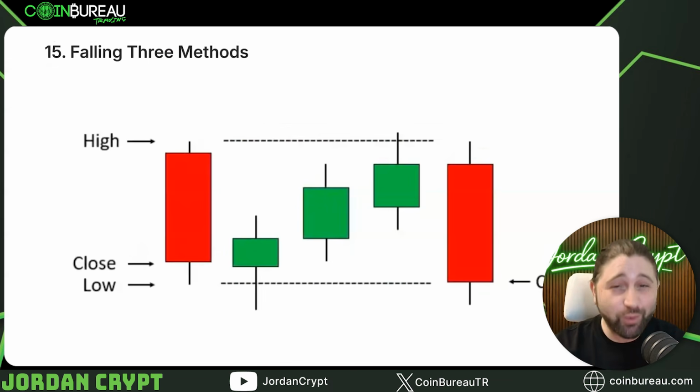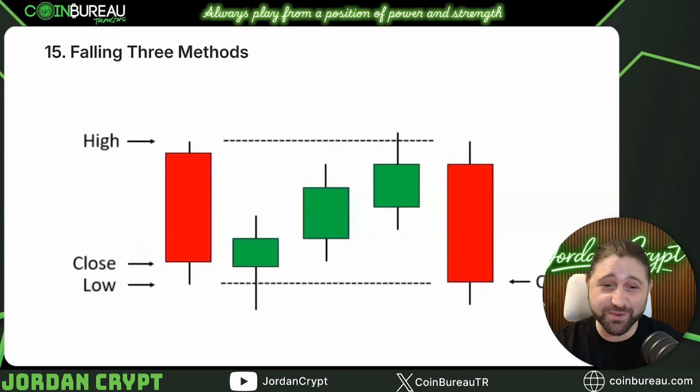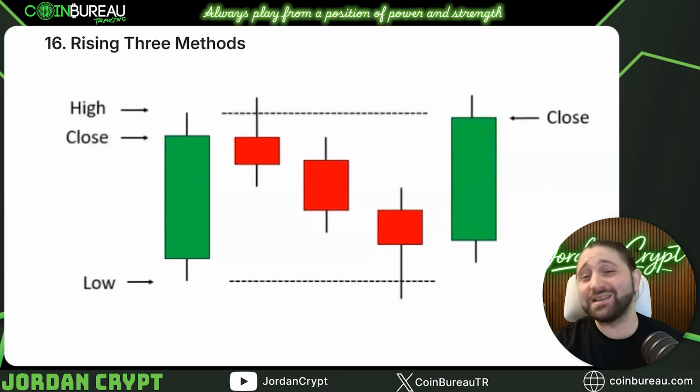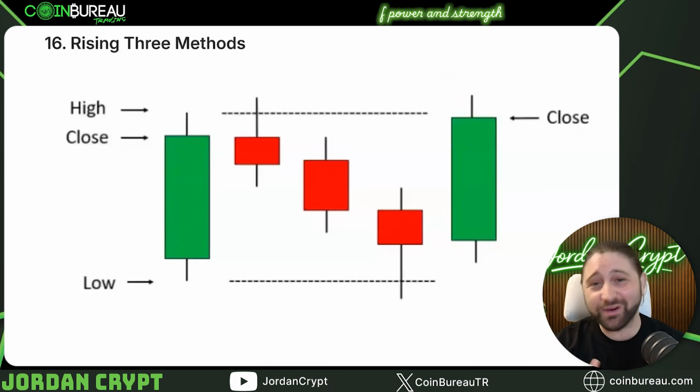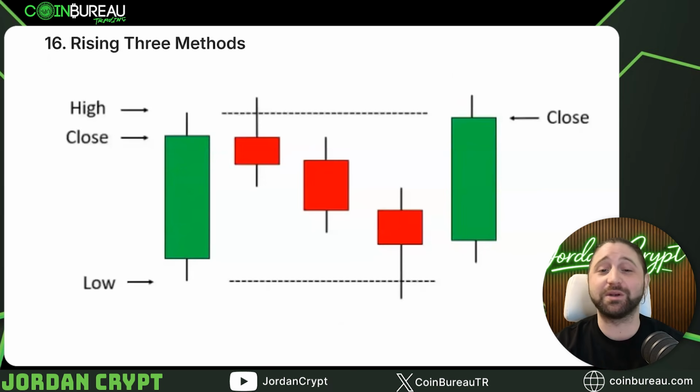Now we move on to the falling 3 methods, a pattern consisting of 5 candles in a specific arrangement, indicating the continuation of a downtrend. It comprises a long red body, followed by 3 small consecutive green bodies and another long red body. The green candles' bodies are all covered by the bearish reds, demonstrating that the bulls don't have enough power to reverse the downtrend. The rising 3 methods is the opposite of the previous one and can be observed during uptrends.